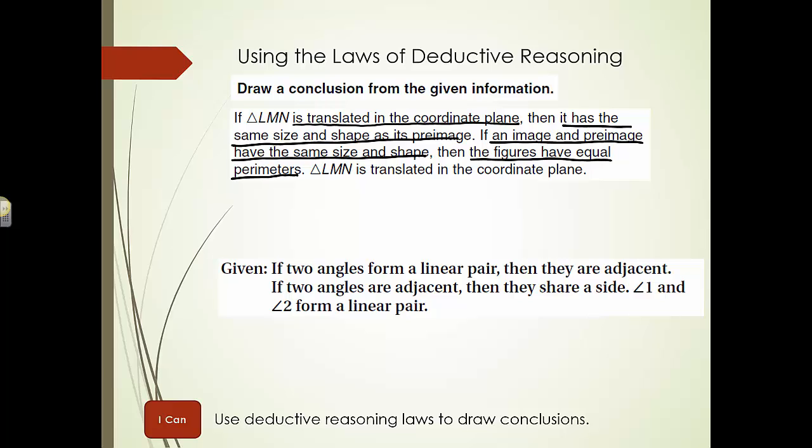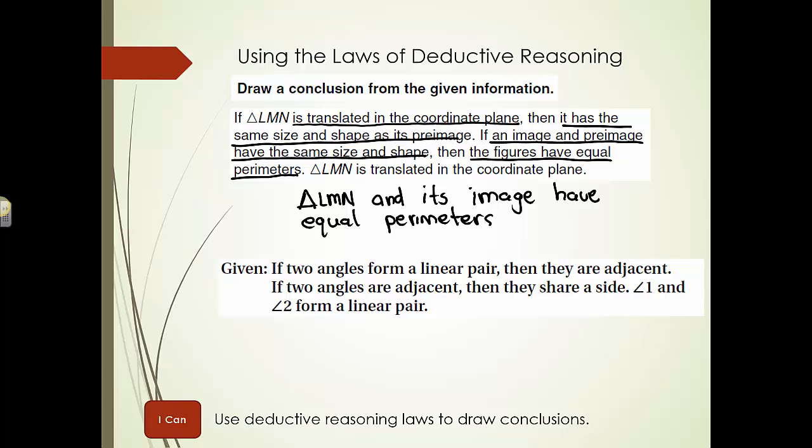So if triangle LMN is translated in the coordinate plane, my conclusion would be triangle LMN and its image have equal perimeters. And that was using the law of syllogism. That would be the conclusion that I can draw.